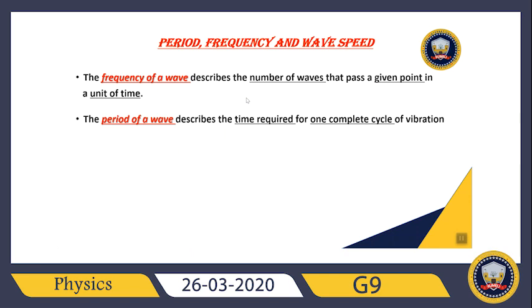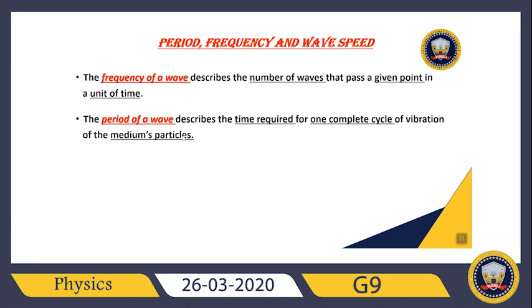Again, the period of the wave describes the time required for one complete cycle of vibration of the medium particles. As we have said before, in the simple harmonic motion, the period means the time needed to make one complete rotation or one complete cycle. Here it is the same. It describes the time required for one complete cycle of vibration of the medium particles.